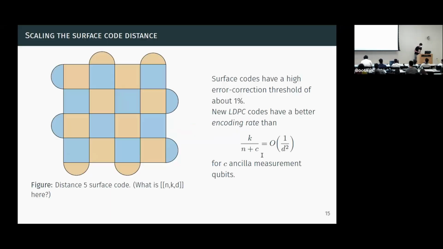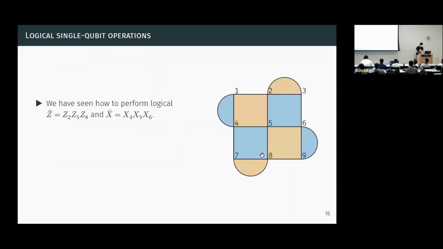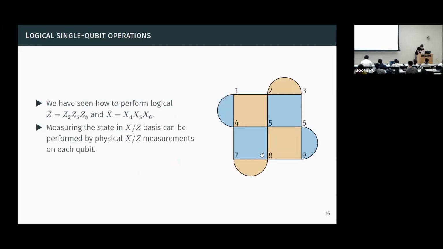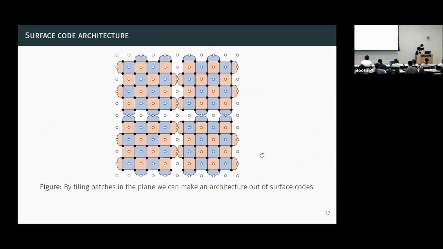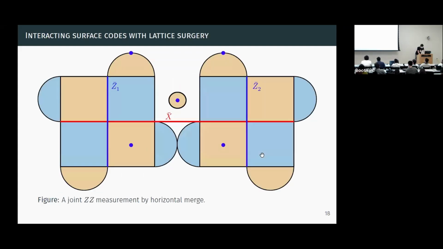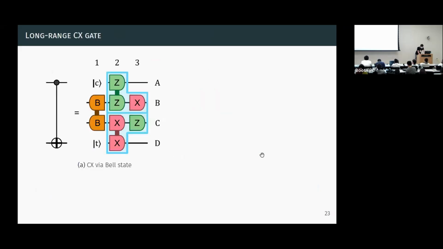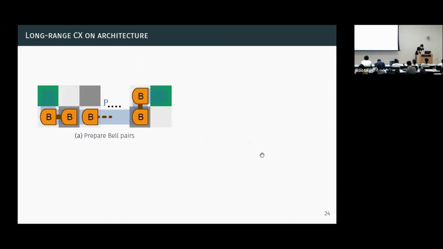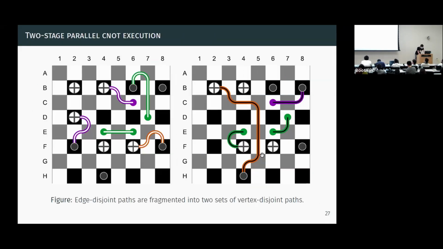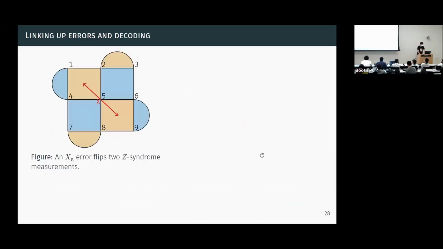Let me see if I can finish up with something. You can do two-qubit operations. You can do CNOTs. I'm not going to go through this. Okay, so maybe one nice thing to wrap up with, or if I have more time, then maybe we'll go back.